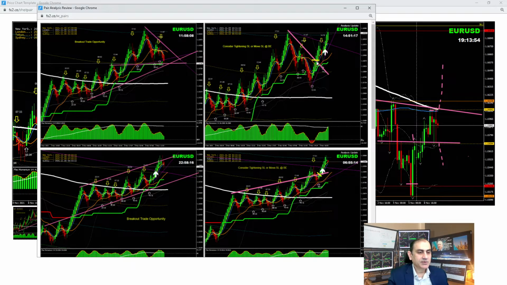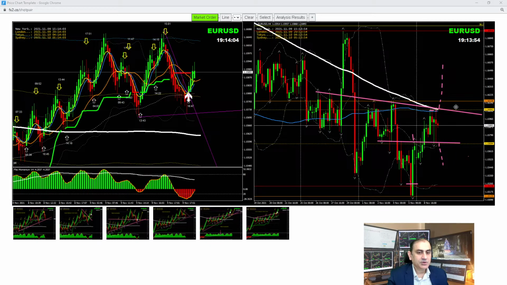As you can see here, we had a beautiful long trade as soon as the price hit the previous high, and that's what I explained to my traders. It's time to bank some profit or move your stop loss to break even. So technically we're looking at this breakout. We'll see in the next upcoming days.